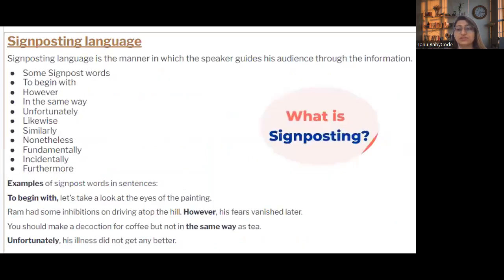Next, signposting language. Signposting language also refers to words that help you connect to the examiner, or I would say to the listeners. Now you are the speaker and you are guiding your audience, your listener, through this information. So what is signposting language? Signposting words are: to begin with, however, in the same way, unfortunately, likewise, similarly, nonetheless, fundamentally, incidentally, furthermore.